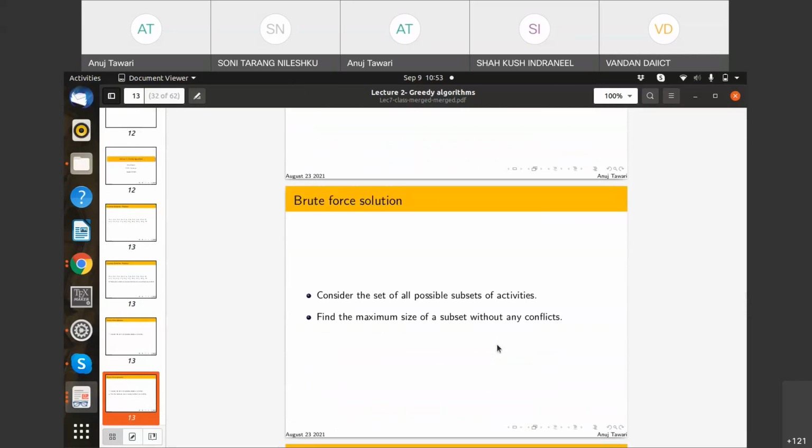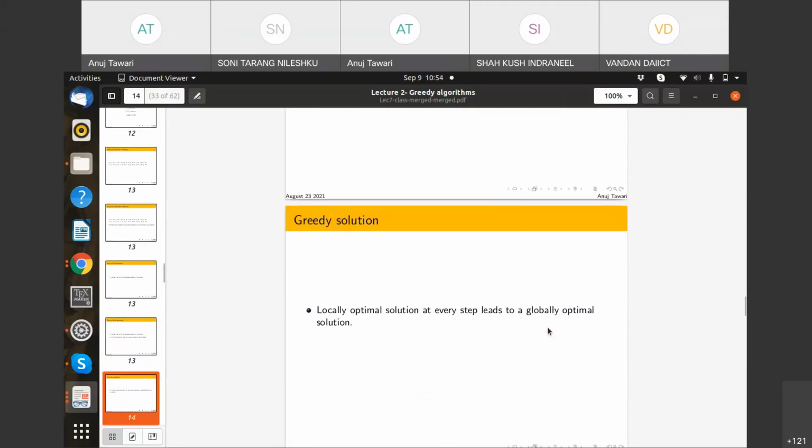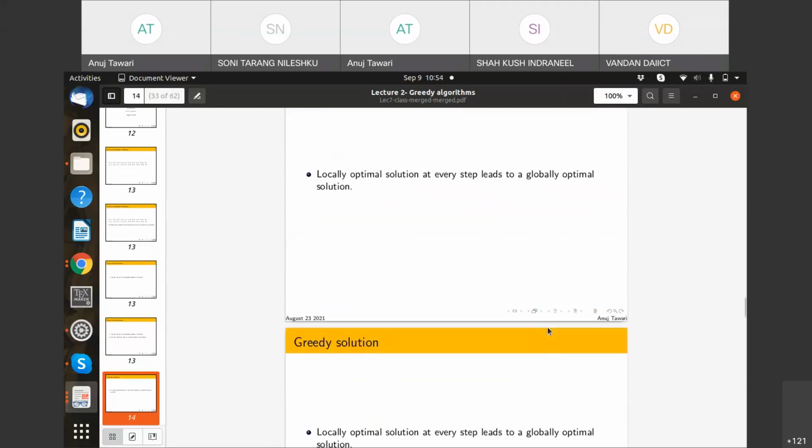So if we are given some n jobs, how many subsets are there? 2 raised to n. Either you put a job in that subset or not. There are 2 choices for every job, so 2 raised to n. We want to find the maximum size of a subset without any conflict and check for conflicts in constant time. But anyways, this is an exponential time algorithm, and you want to do better using a greedy solution. You want to make some locally optimal choice at every step that leads to a globally optimal solution.